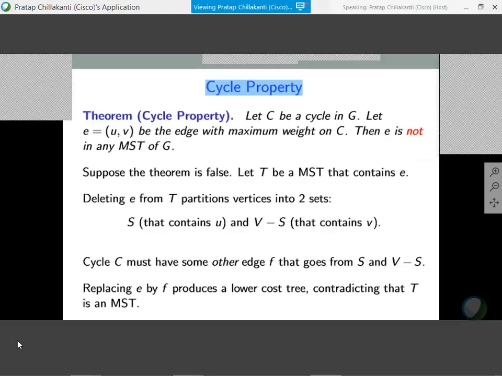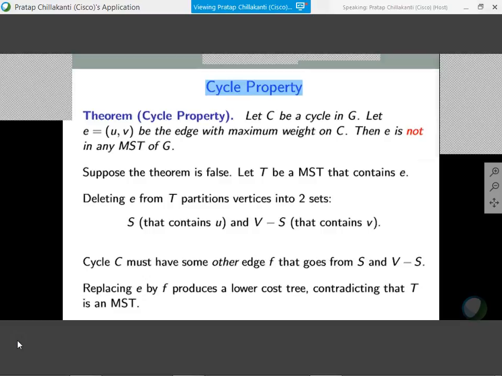That means we assume the theorem is false. Then we arrive at a contradiction. Once we arrive at a contradiction, we say then our assumption that the theorem is false would be incorrect. So the theorem is true. That is what proof by contradiction is. Okay. So we are assuming that the theorem is false. That means we are assuming that there is a minimum spanning tree that will contain an edge which has the maximum weight. Maximum weight, correct?